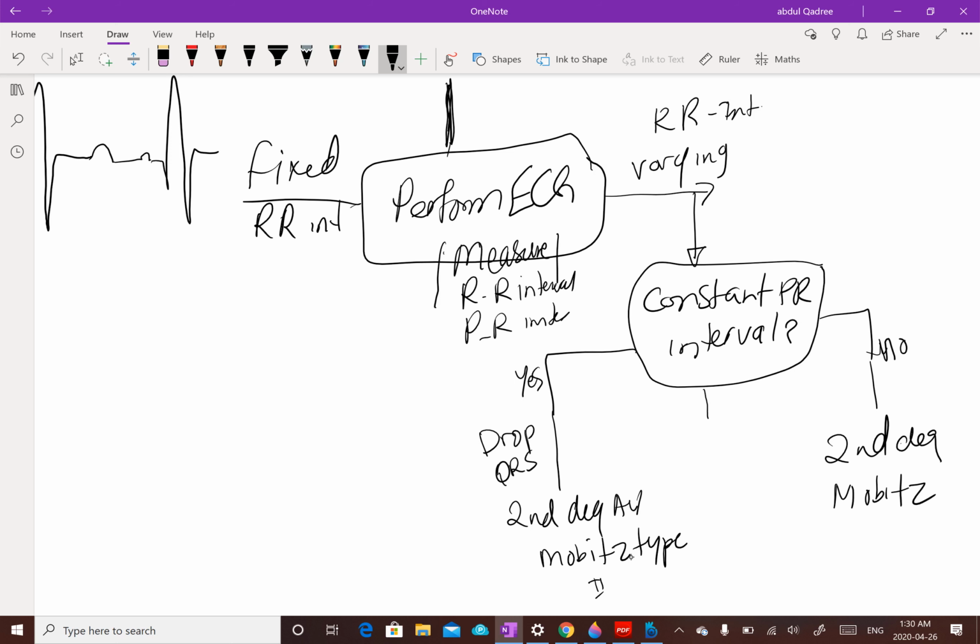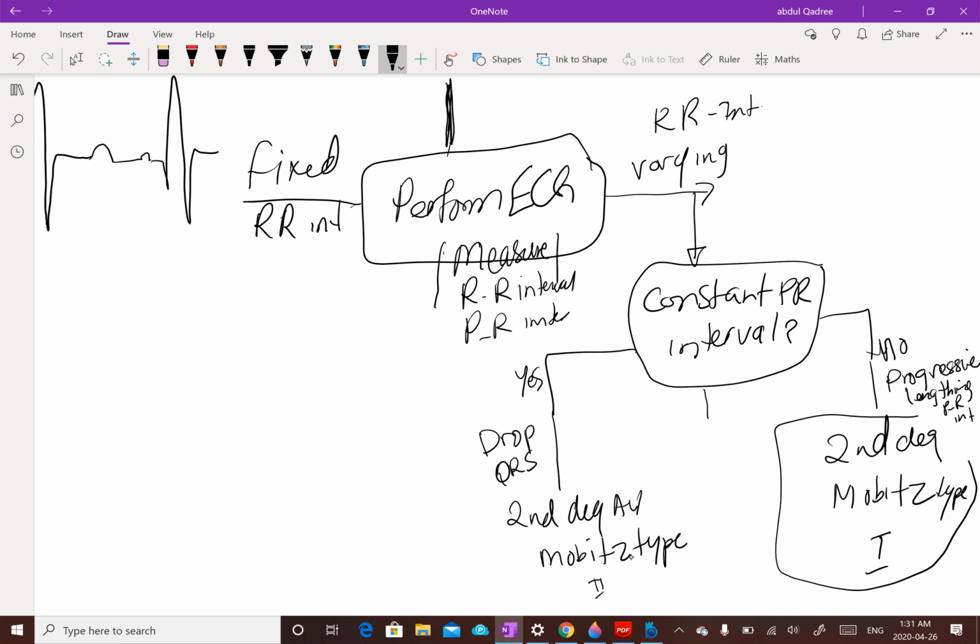Mobitz type 1. Of course, right? If it's going to be progressive, because it's not constant, of course it's going to be progressive. Progressive lengthening of PR interval.